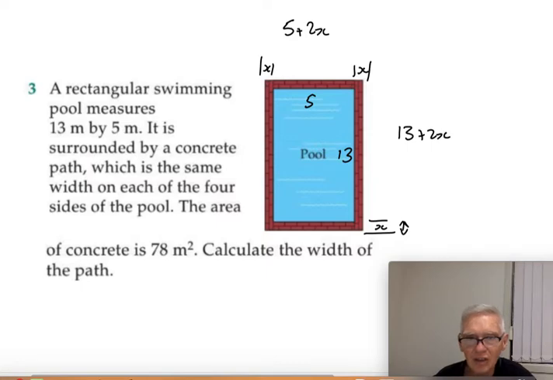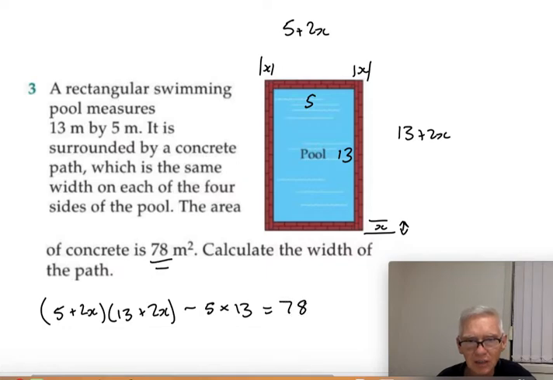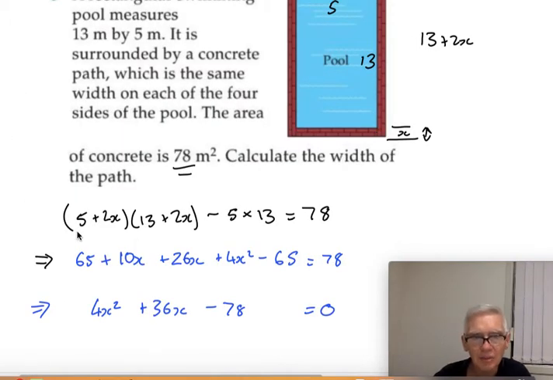So if we want the area of the concrete, pretend it's all concreted. So we would have the area of the concrete, if it was all concreted, it would be 5 plus 2x, that includes the water, times 13 plus 2x. And then you take away the area of the pool, which is 5 times 13. So you're going to expand that. That is what the area equals, which is given to you as 78. So we expand that, and then we calculate what we can find for that. So by expanding it out, we see it's 65 plus 10x, etc.